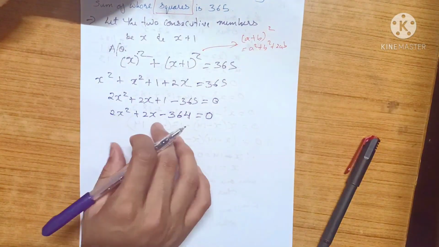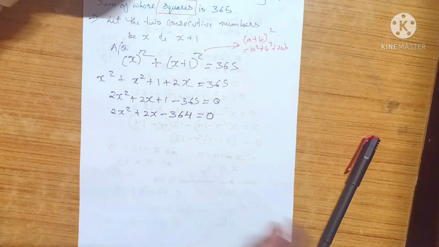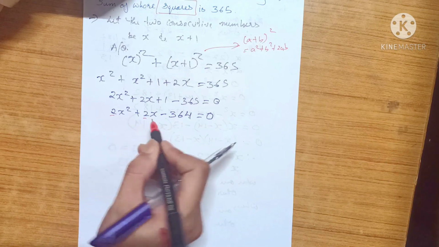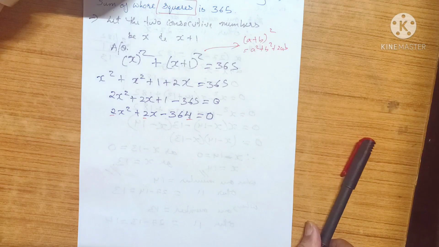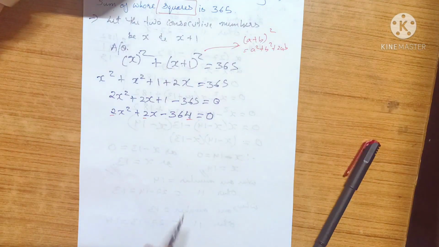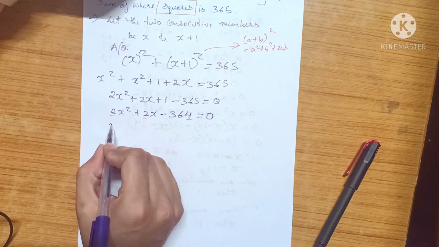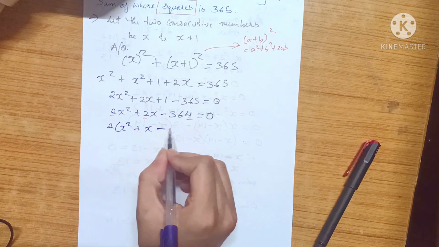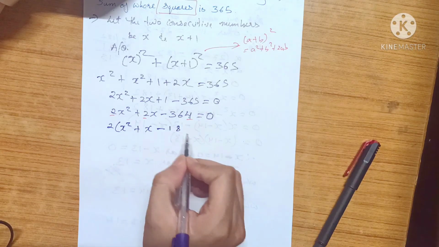Now see, we can literally do it like this also, but whenever you're about to split the middle term, just look at these numbers. We know that all three numbers are divisible by 2, so I'm going to take 2 out so that it becomes easier to calculate.